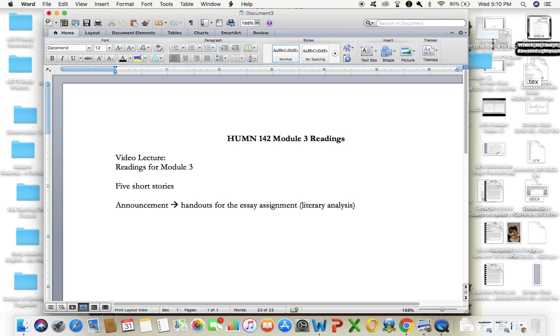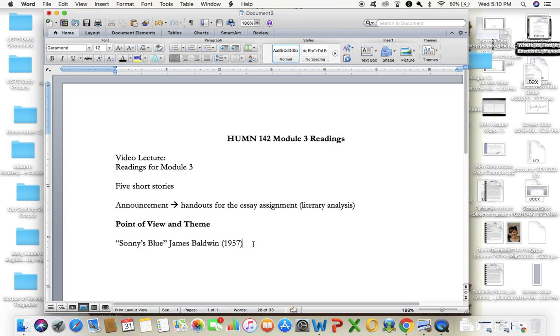So, okay, I'm going to move on to the short stories, and the first one I'm going to talk about is Sonny's Blues. This one is by James Baldwin, 1957. The main topics for this week were point of view and theme.